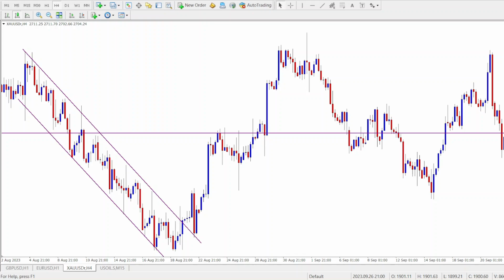All right. So by mastering these steps, you'll be able to trade forex channels effectively, capitalize on trends, and make smarter decisions based on price action.